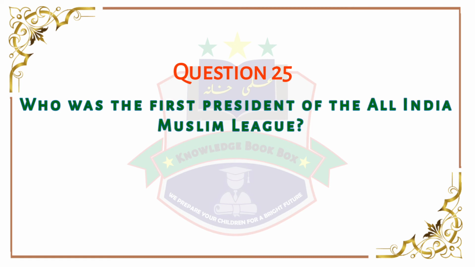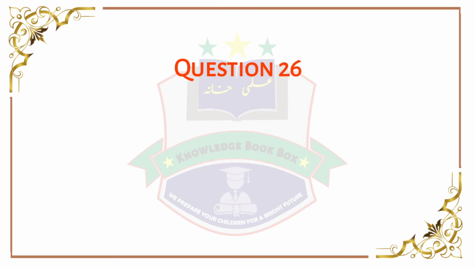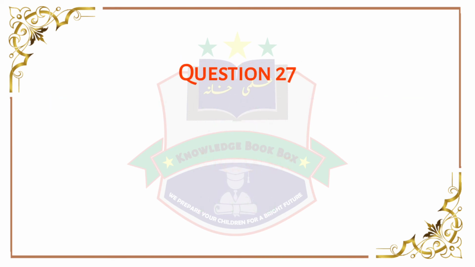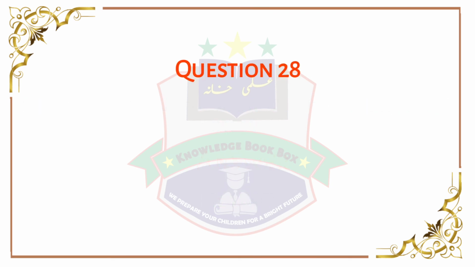Question number 25. Who was the first president of the All India Muslim League? Answer: Sir Aga Khan. Question number 26. In which year was the Wali Trusteeship Bill passed? Answer: in 1889. Question number 27. In which year did Syed Jamal-ud-Din Afghani die? Answer: in 1897.